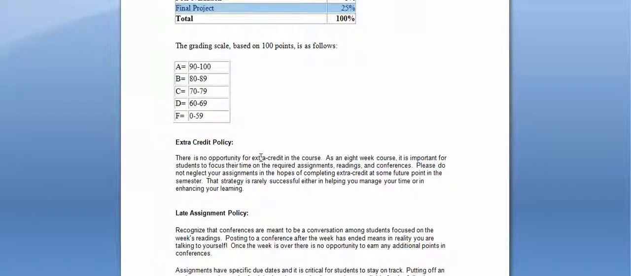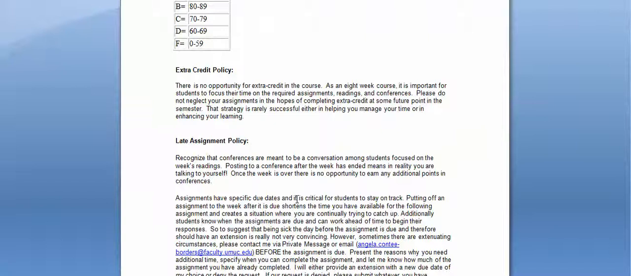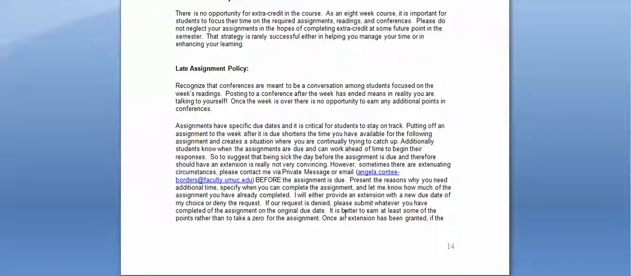In addition to the fact that there is no extra credit for this course, the late assignment policy is that assignments have due dates, and you need to stay on track. Putting off an assignment for the following week will simply put you behind, and so I do not typically allow for late assignments. However, I know sometimes there are extenuating circumstances. Should that happen, you need to contact your instructor prior to the assignment. That does not mean that you can reach out to me at 11:59 on the night that is due. Prior to the assignment means that you are coming to me several days ahead of time, and whatever your rationale is, at that time you need to also submit whatever you have done to that point.